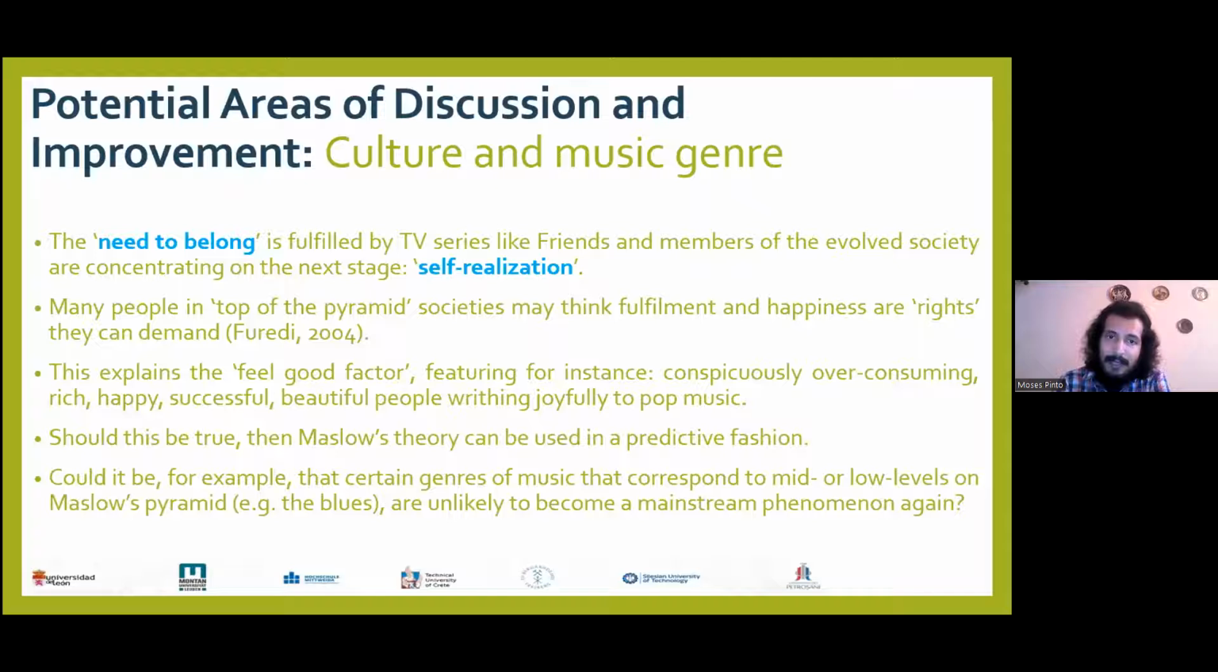But when you have things like pop music and you're portraying a happy and rich culture, then naturally people are going to get gravitated towards the feel-good effect. And that would cover the need to belong, which is very well recognized in Maslow's theory of needs.